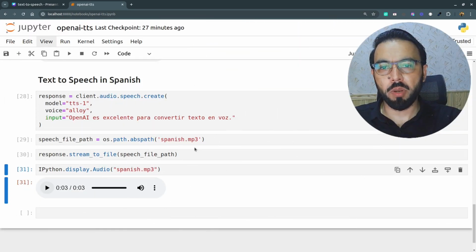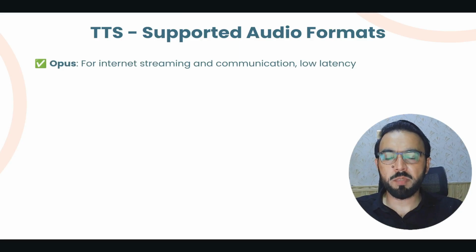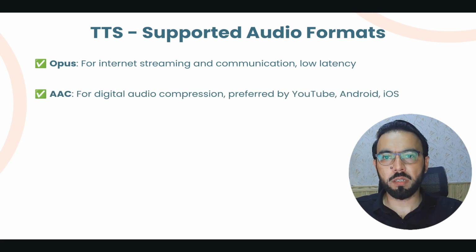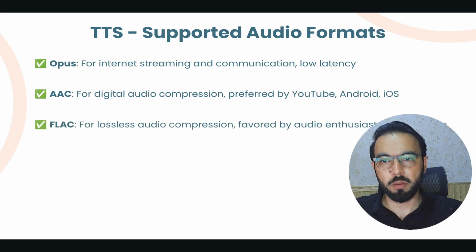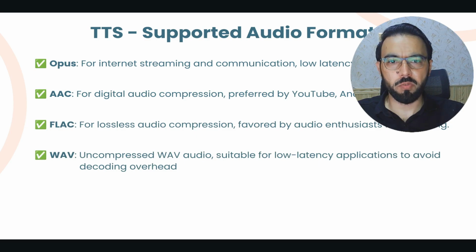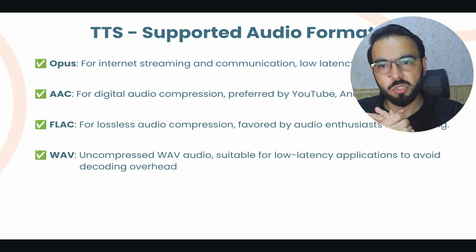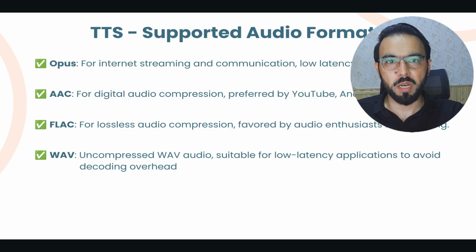Now let's see how many audio formats the TTS model supports and see if we can generate the audio in any format other than .mp3. The TTS model supports all of these output formats for the audio. The first one is OPUS, which is recommended for internet streaming and communication, and it has low latency. The other format the TTS supports is AAC, which is recommended for digital audio compression and preferred by YouTube, Android, iOS. Another format is FLAC, which is a lossless audio compression. Next is the WAV format, which is uncompressed audio and is suitable for low latency applications. So these are a few of the supported audio formats by the TTS model.